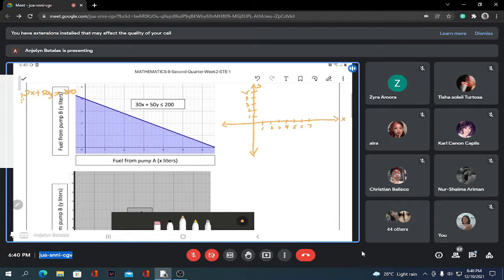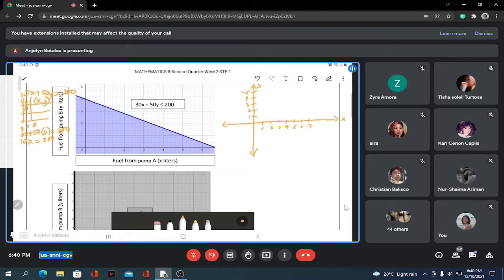I'll leave that to you, find two points. To make it easier, find the x and y intercepts. To find the x-intercept, you let y as 0. If y is 0, solve it: 30x plus 50, substitute y with 0, equals 200. So 50 times 0 is 0, so what remains is 30x equals 200.